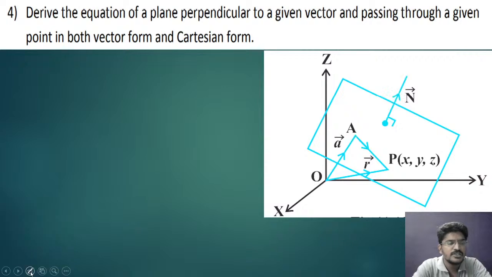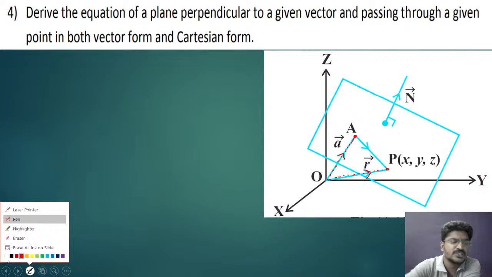Okay. So now see here, the plane is passing through the given point A. OA is the position vector of point A and OP is the position vector of point P, where P is an arbitrary point. So now we shall write the explanation of the diagram.